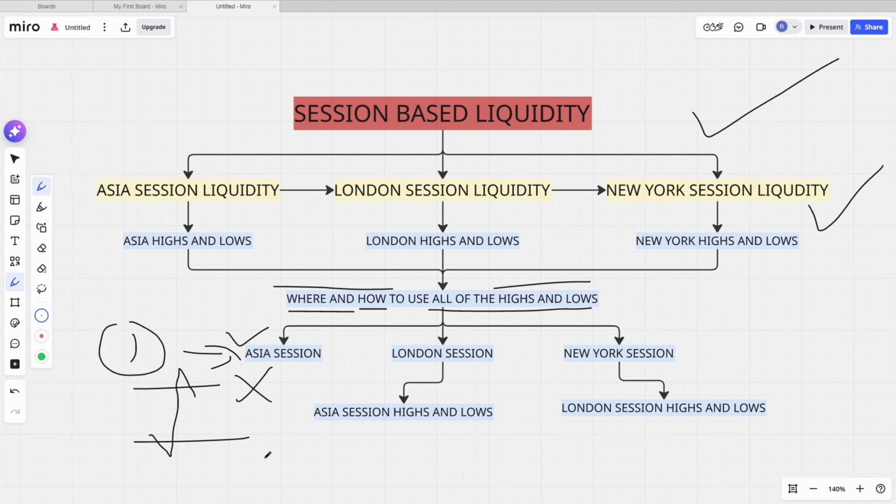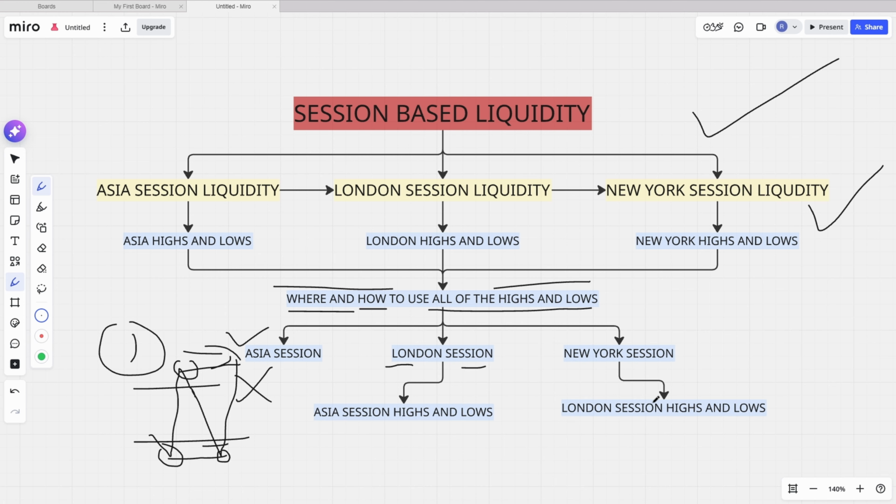When the market moves into the next session, which is the London session, we begin to use the highs and lows that were formed during the Asian session. These Asian session highs and lows are treated as swing highs and swing lows. They act as liquidity targets and reference points from which we look for trade opportunities during the London session.